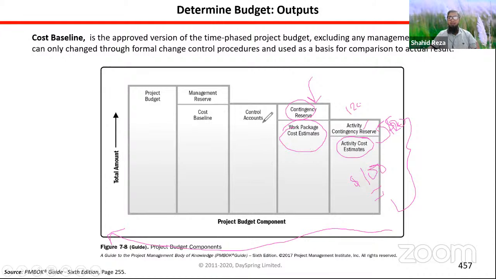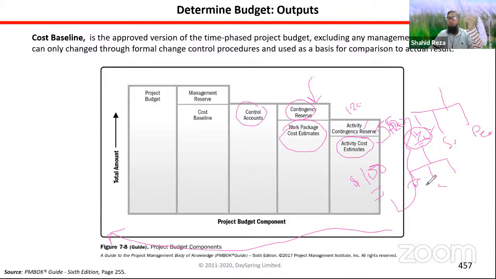Okay. Then control account. Can you remember control account is actually a WBS component at higher level, not work package level. We set control accounts at the higher level. For example, if a project has hardware part, software part, and people. We will need some people also. So for hardware, what do we do? Hardware, say network components, computers, laptops. So we put the control account here at this level.